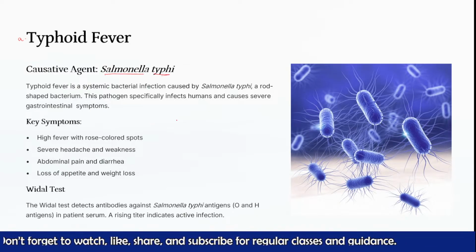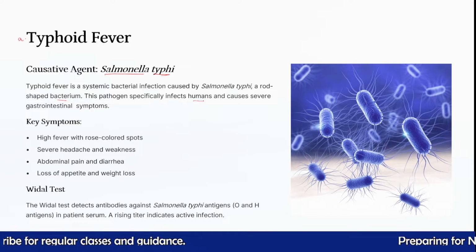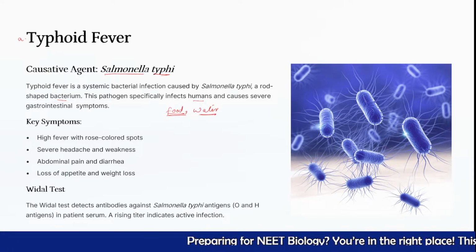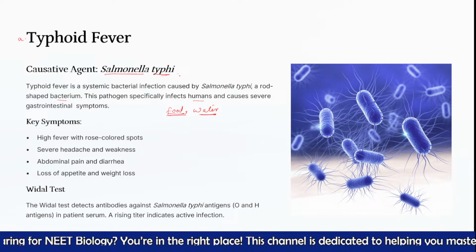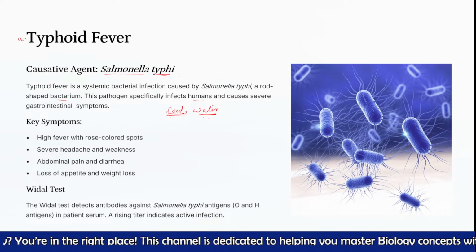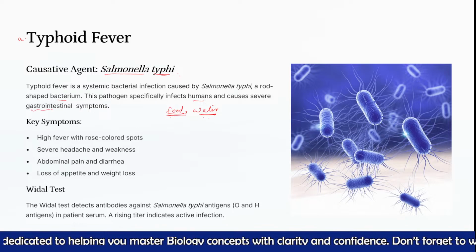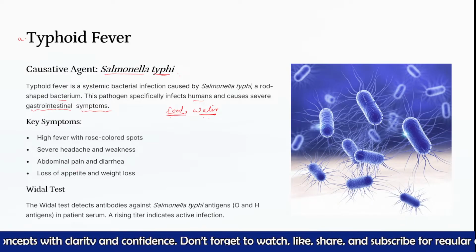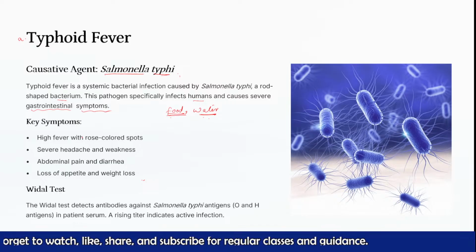Remember the name of the bacteria? Salmonella typhi. It is a rod-shaped bacteria, and this bacteria enters the human body through contaminated food and water. When we eat contaminated food, street food, or unboiled water, there is a chance of typhoid fever. And this Salmonella typhi, through contaminated food and water, enters the intestine and causes some symptoms, and also gastrointestinal symptoms. What are the gastrointestinal symptoms? Abdominal pain, diarrhea, loss of appetite, then weight loss, etc. In addition to that, there will be high fever, severe headache, weakness, and so on.